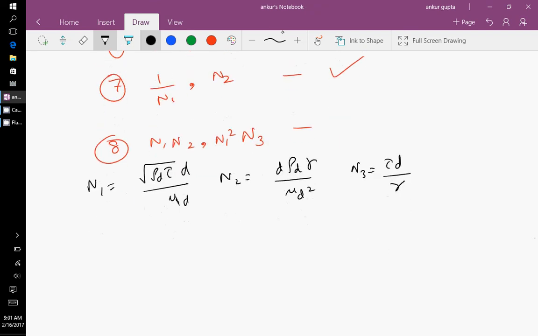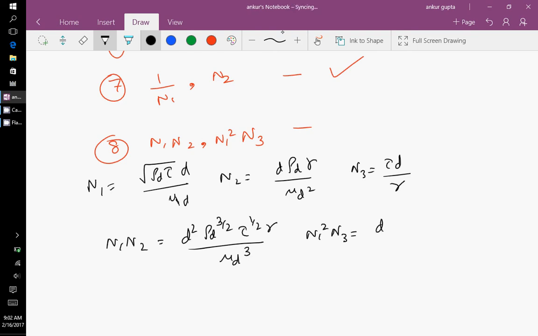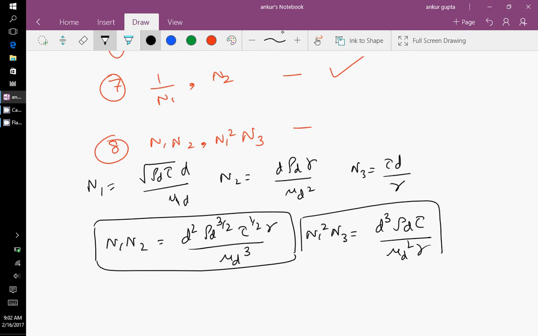So what will be n1 n2? n1 n2 will be d square rho d raised power of 3 by 2 tau raised power of half gamma by mu d cube, and n1 square n3 equal to d cube rho d tau by mu d square gamma. You can check, but this is basically the form you will get. So n1 n2 is this, and n1 square n3 is this.